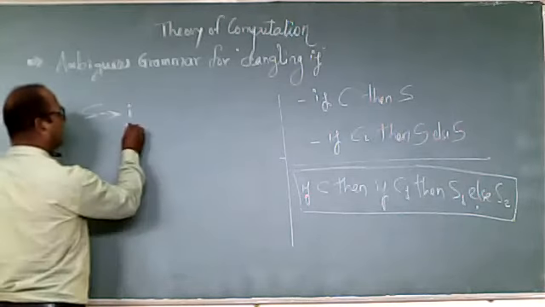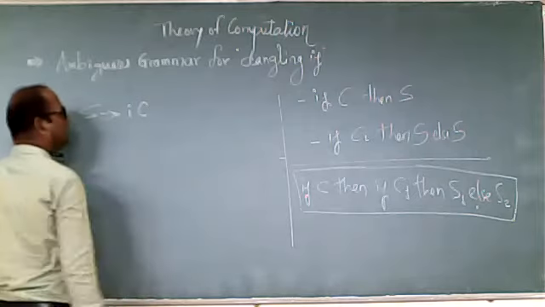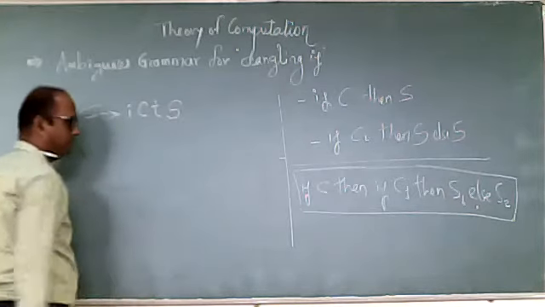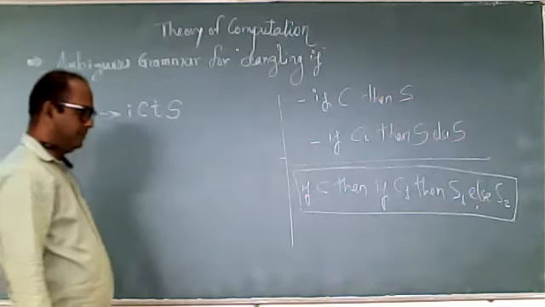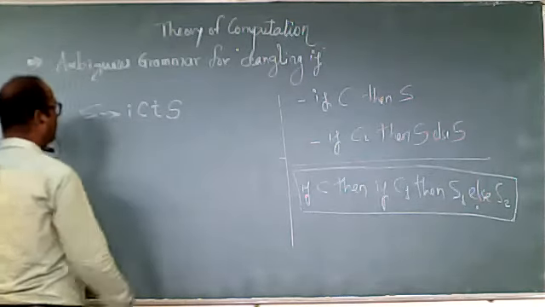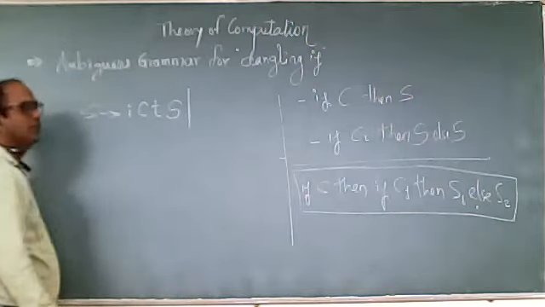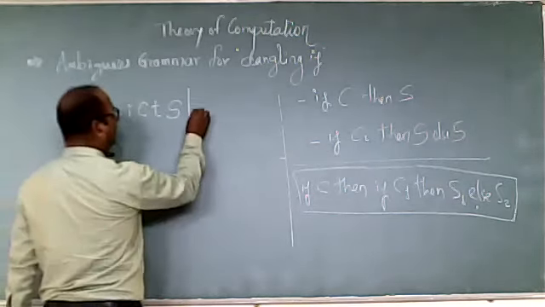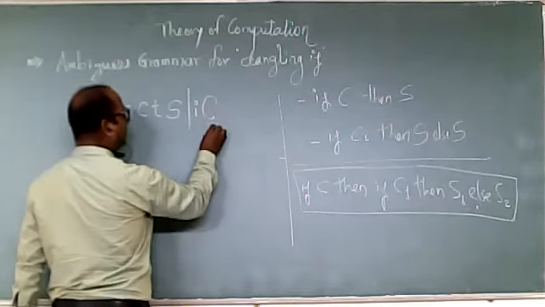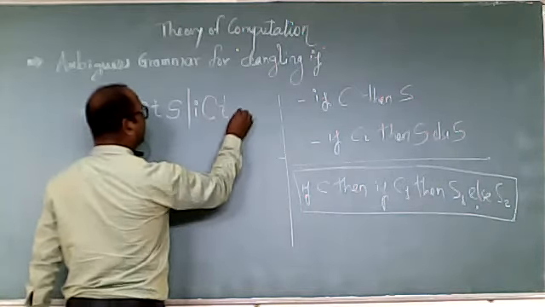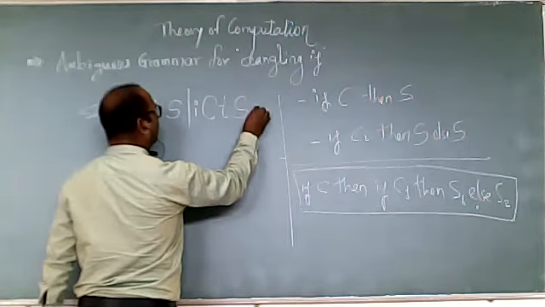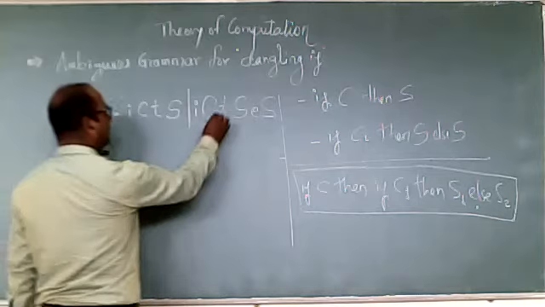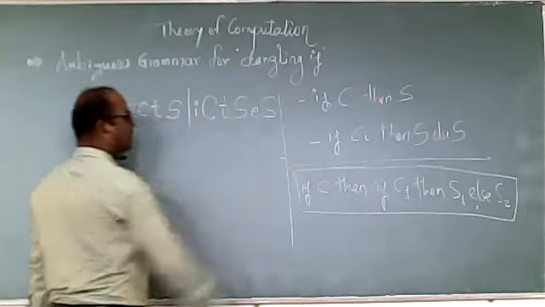Now, if I am using just I for if, C for condition, T for then, and S for statement. This is the first if format, and the second if format is or: if condition, then statement, else statement. This is my second format.